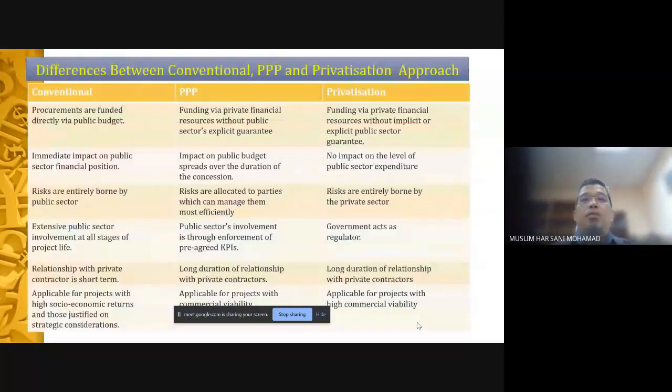Differences between conventional procurements, PPP, and privatization. Okay, so I think these three comparisons, conventional, what we have discussed previously in the previous class, PPP for this class. Privatization is basically the ownership of the entities will be transferred to the private sector. That's the basic understanding of privatization.